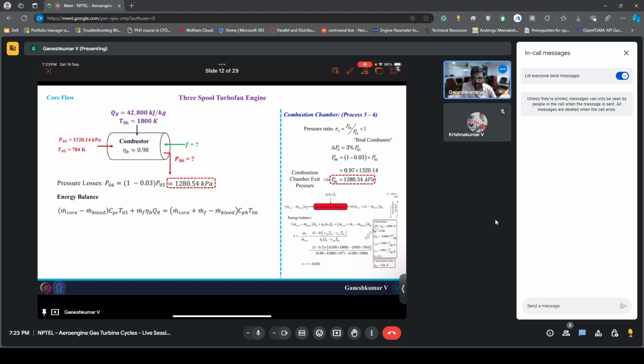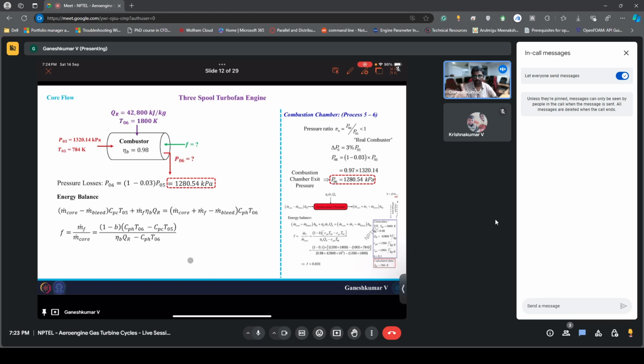Now the only thing is we need to find the fuel air ratio. For that we have the energy balance, where the energy in would be m dot core minus m dot bleed times Cp times T05, which is this part. And then additionally you are adding fuel to it, m dot f times eta b times qr. The burner has some efficiency, so there is eta b. And what exists is m dot core plus m dot fuel minus m dot bleed at T06. So what happened is you have increased this m dot bleed from the lecture problem. So ideally, you can rearrange this equation and you can get something like this.